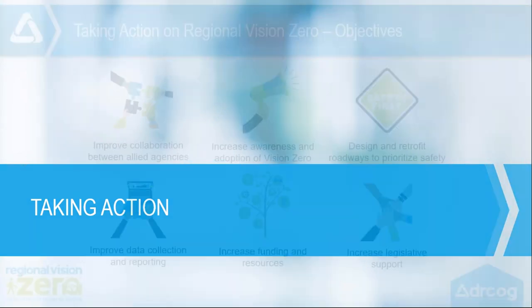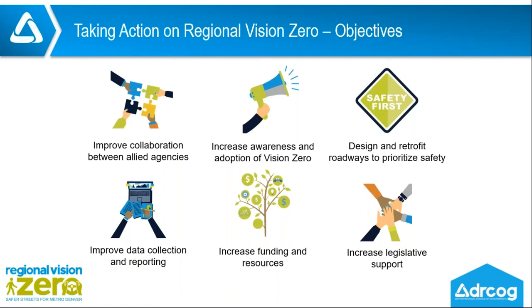So taking action, this portion of the plan identifies objectives and action initiatives that we need to start working towards as a region. The six main objectives are improved collaboration between allied agencies, increase awareness and adoption of Vision Zero, design and retrofit roadways to prioritize safety, improve data collection and reporting, increase funding and resources, and increase legislative support.